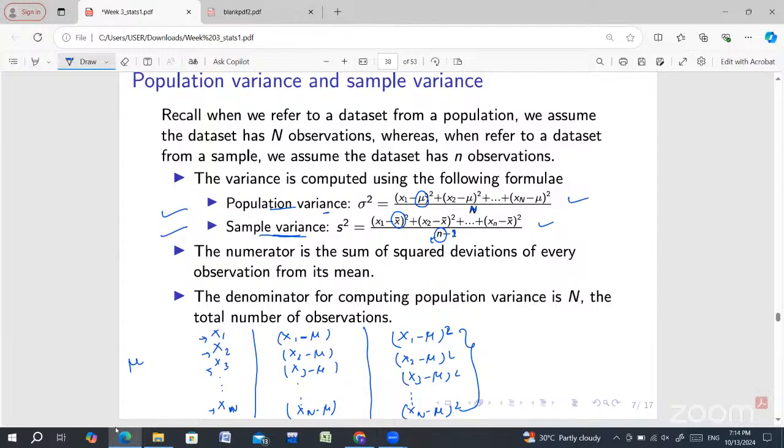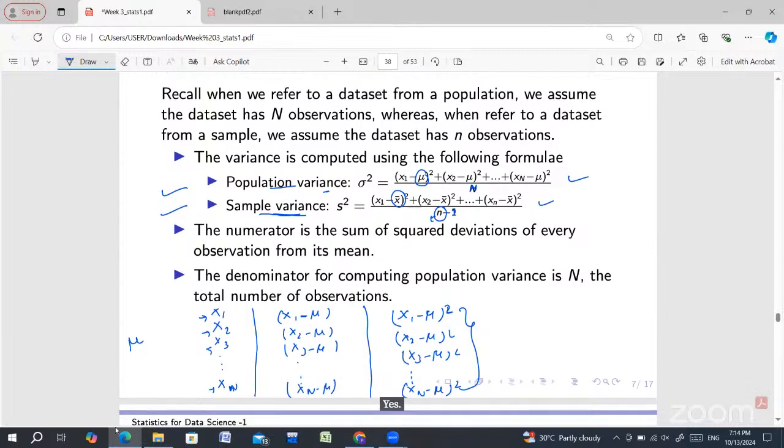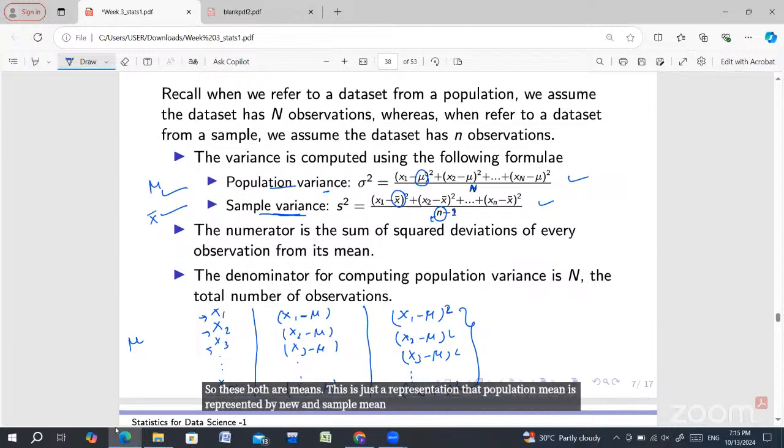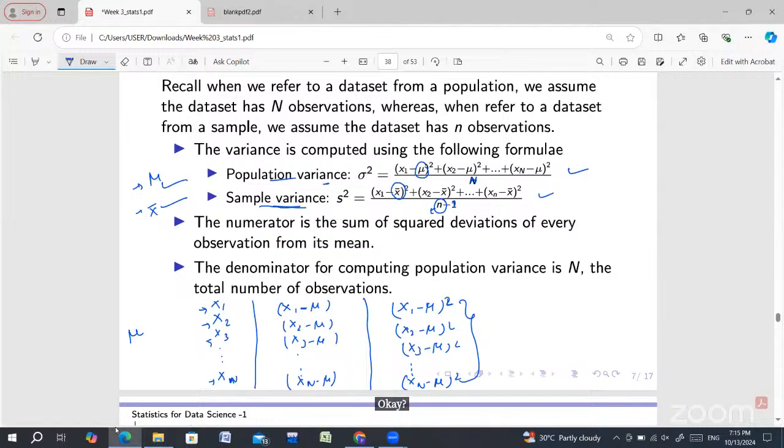Ma'am, we consider mu as the mean? Yeah, mean. These both are means. It is just a representation: the population mean is represented by mu and the sample mean is represented by x bar. So both are the mean for the data set. It's clear.